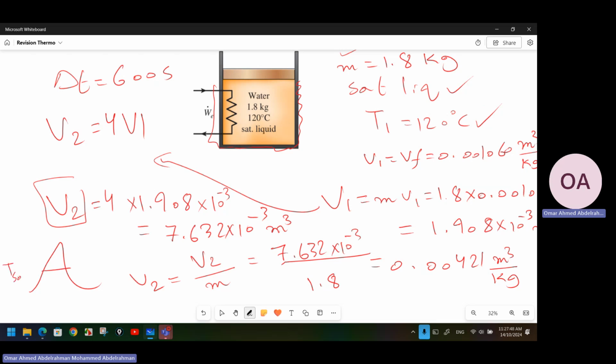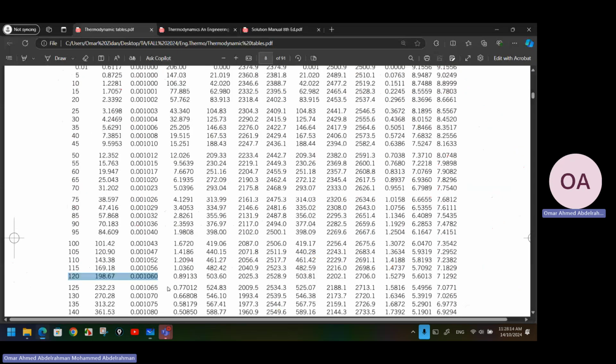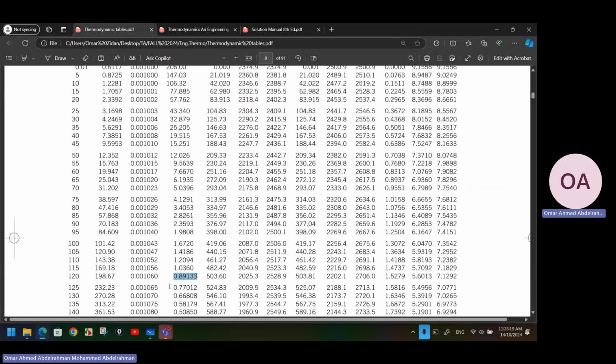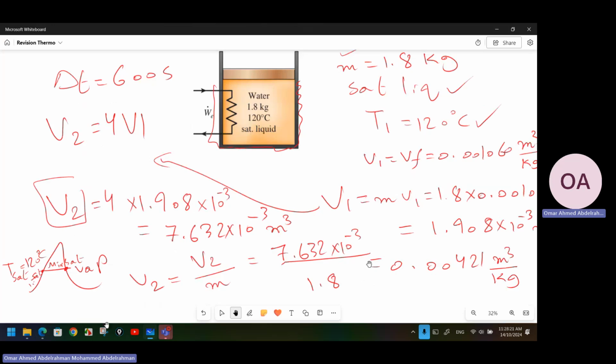That is T sat, which is equal to 120 degrees Celsius. It is T1. I have here saturated liquid, the mixture in between, and here the saturated vapor. So it is the same temperature for all of them. I need to check the value of the specific volume. Did it exceed the saturated vapor into superheated, or is it still in the mixture region? So I'll go to the table. The value of vg is 0.89133, so the value that I have, 0.00421, is less. So I am in the mixture region.